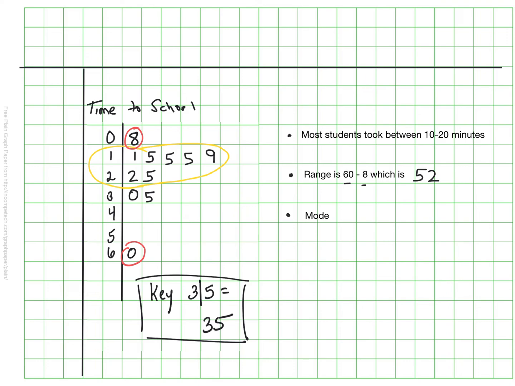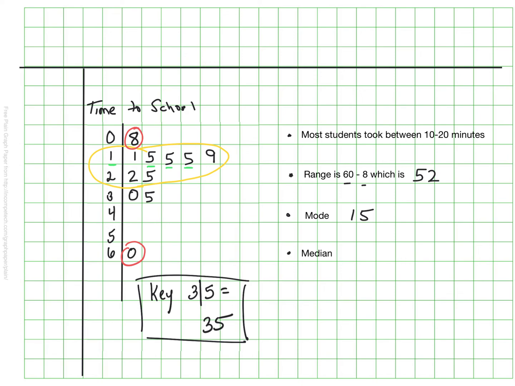If I look for the mode, I just have to look for the combination of stem and leaf that I see the most often. So I see this 5 repeats the most, and that of course is attached to our 1, so that represents 15. That means our mode is 15. Very quick and easy for me to find the mode.